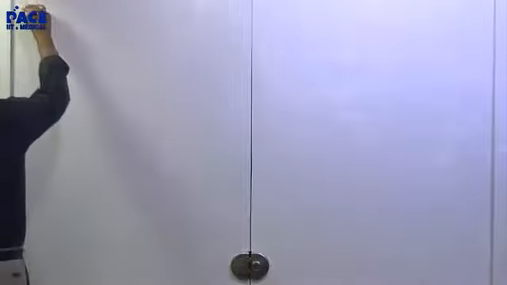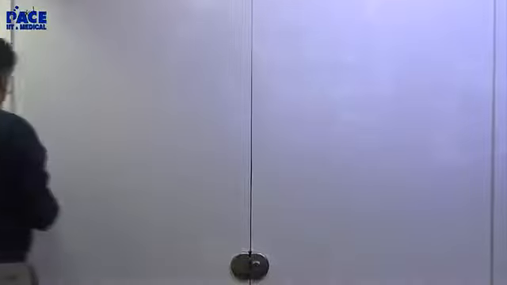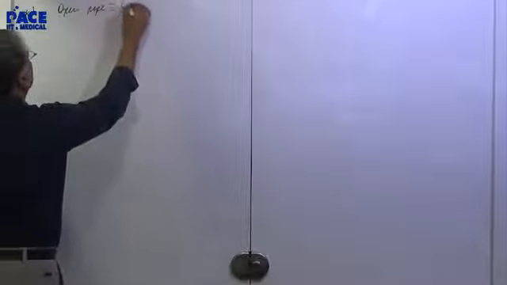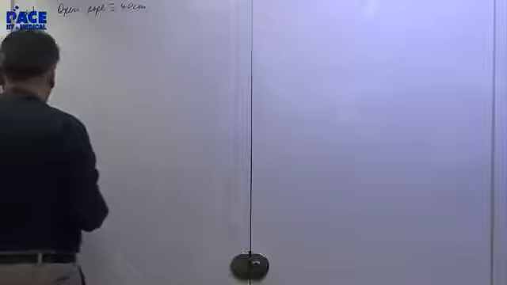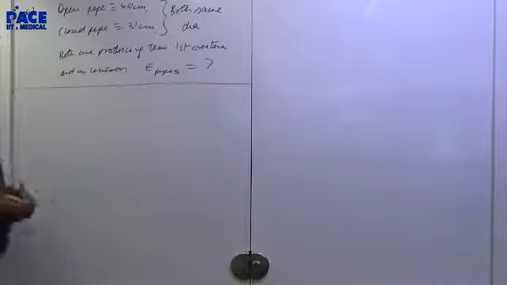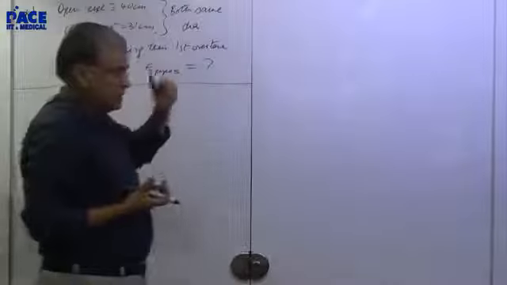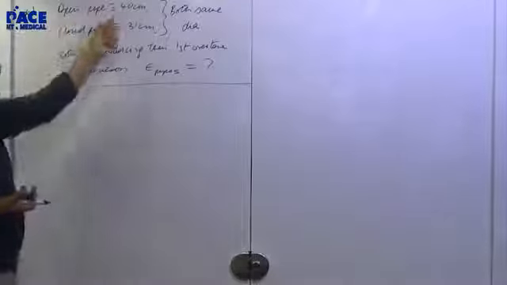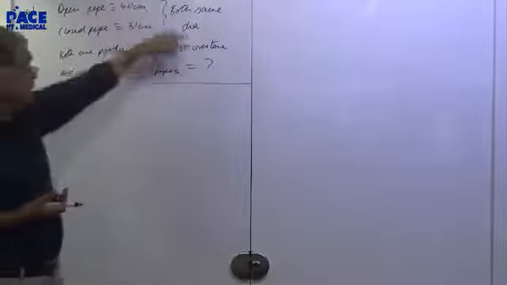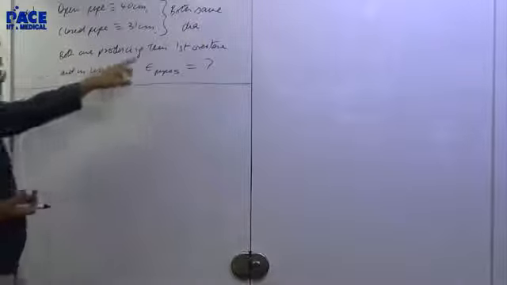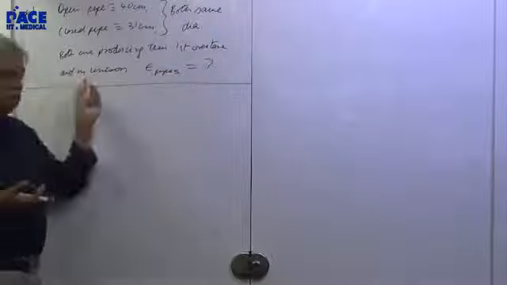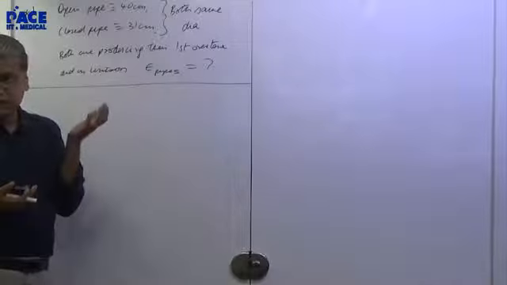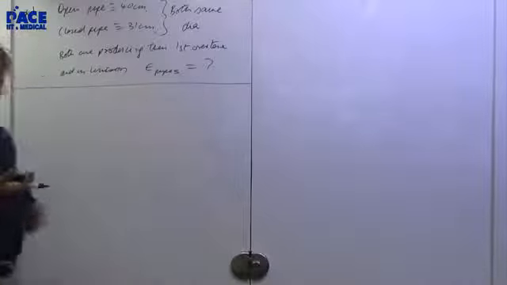The first question. You can keep writing, but while I explain the question, please concentrate here. The open pipe has a length of 40 centimeter and a closed pipe has a length of 31 centimeter. Both have the same diameter. Both are producing their first overtone and are in unison. Unison means their frequency is the same, or we could say they are in resonance, which means the same thing. What is the end correction of the pipes?